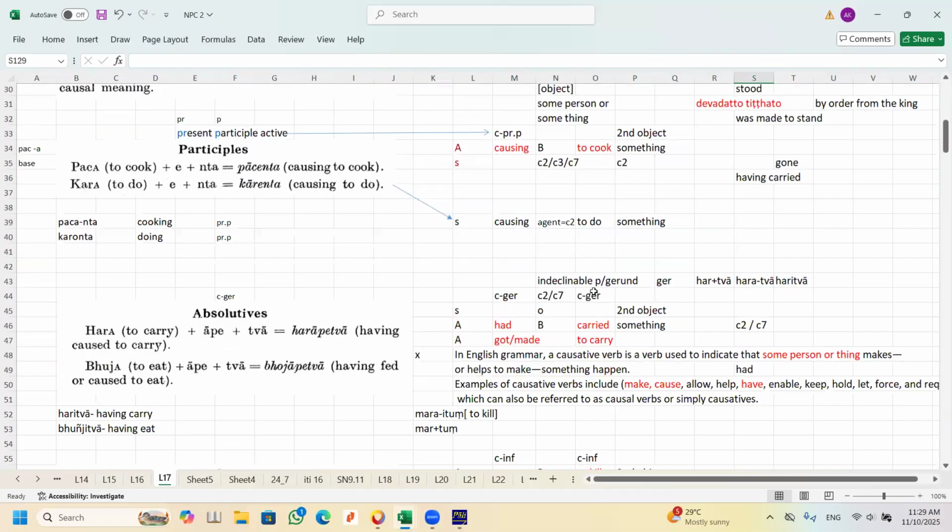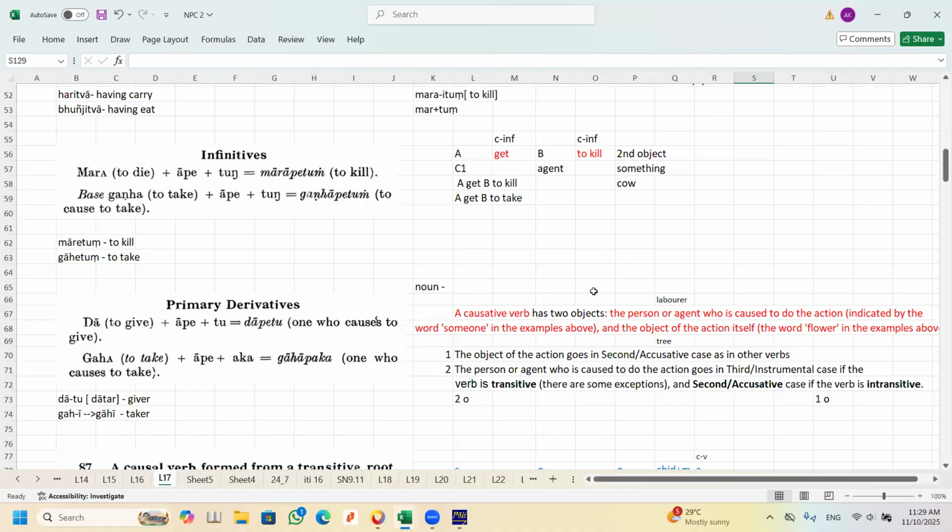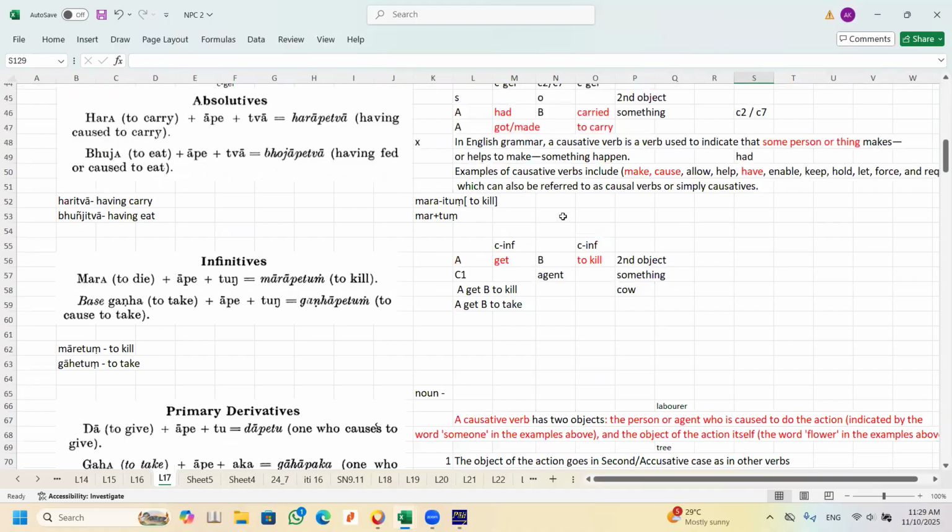Where is my formula? This is the formula. Where it can be any type lah. It can be any of these. It can apply to infinitive. It can apply to past tense. It can apply to gerund, whatever. That means A get B to kill. That means this is the object. So the format will be like that.